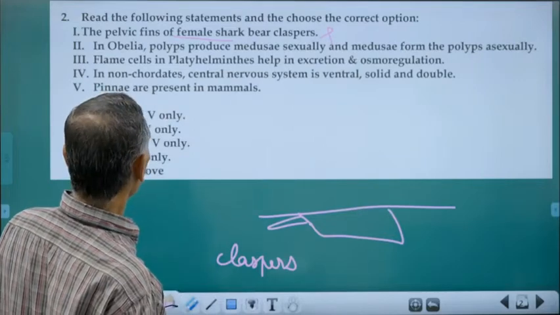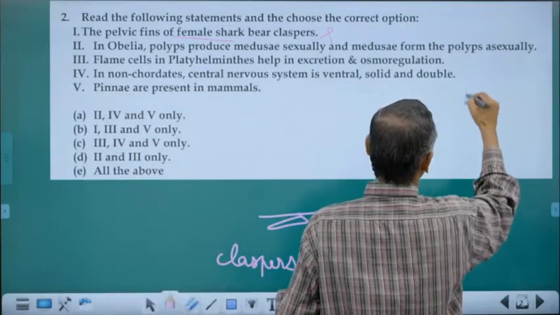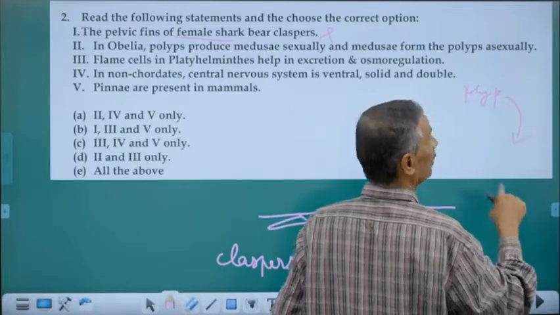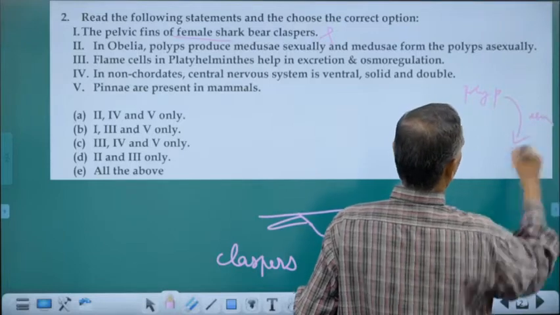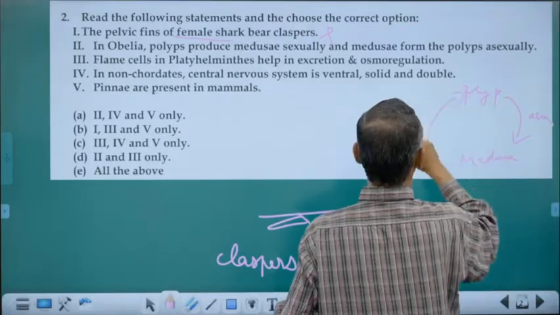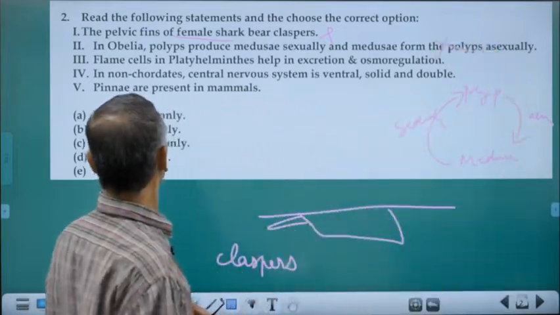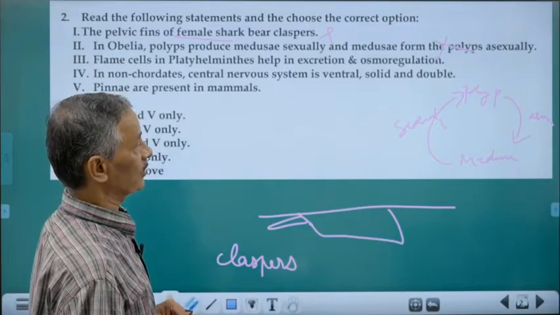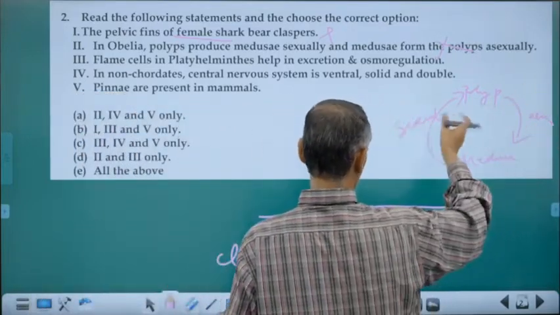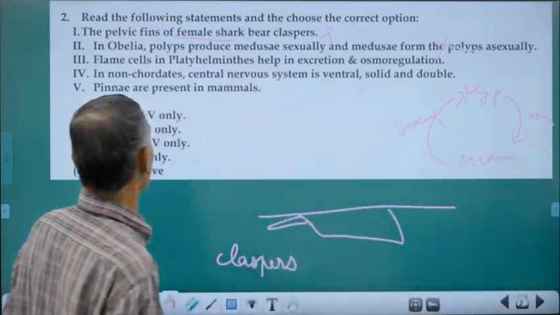In Obelia, polyp-produced medusa is sexually, see, polyp is always reproducing here asexually. And medusa produces polyps sexually. So that is also wrong. This is called alternation of generation. Polyp and medusa stages, that is asexually and sexually reproducing generations come alternatingly. That is alternation of generation here.